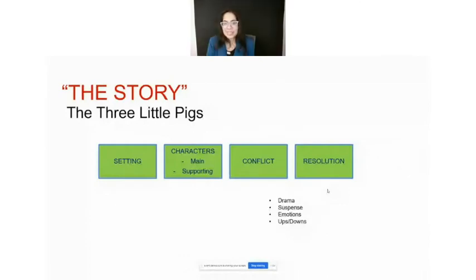And then they understand and say, okay, there's a setting, there's characters, there's a conflict, there's drama, emotions, ups and downs, and finally you resolve the problem. So the Three Little Pigs story gets them to understand the setting, understand how a story is set.